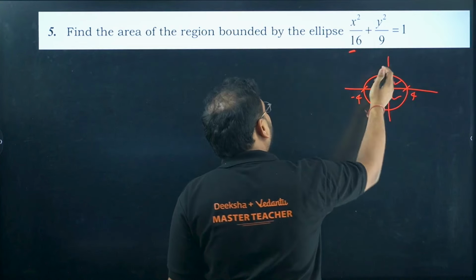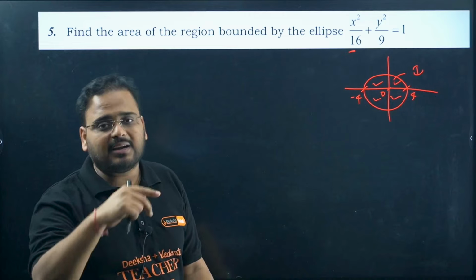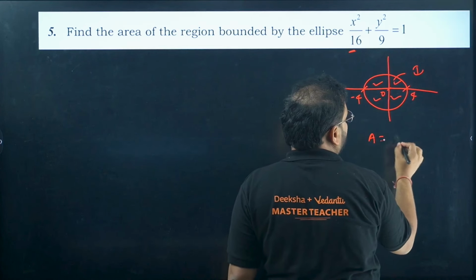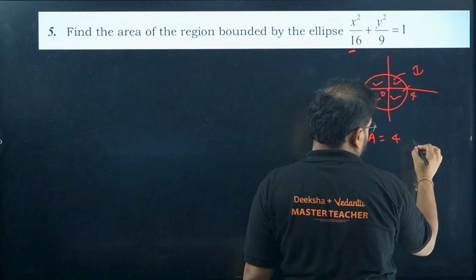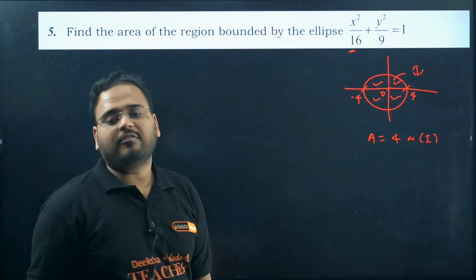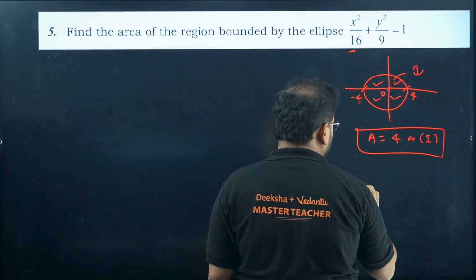To find the area of the ellipse, I can just find the area of one of the parts and multiply it with 4. So my required area will actually be 4 times the area of part 1. Agreed, sir. Now how do you find the area of part 1, sir?